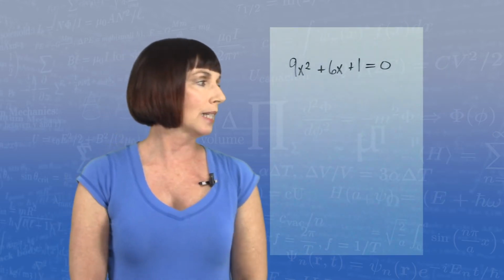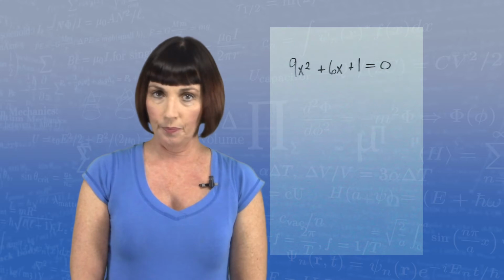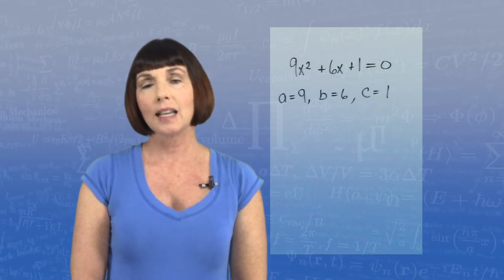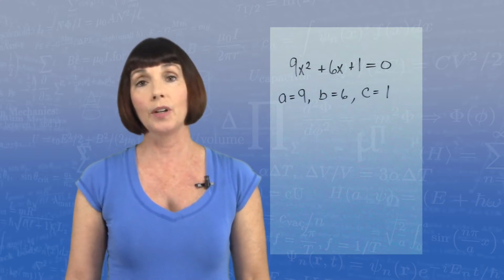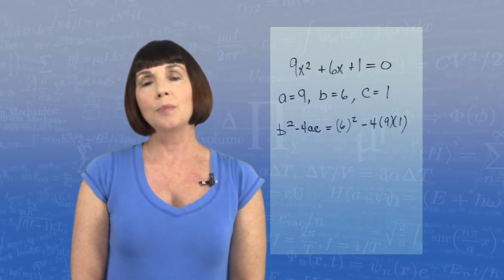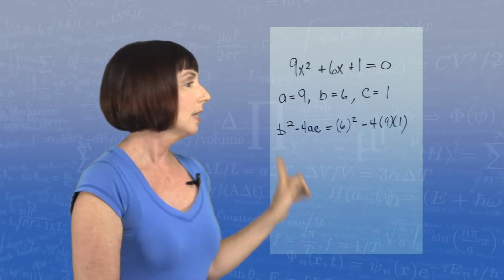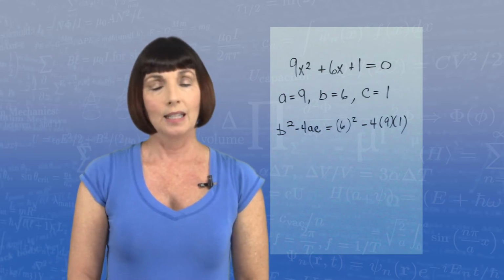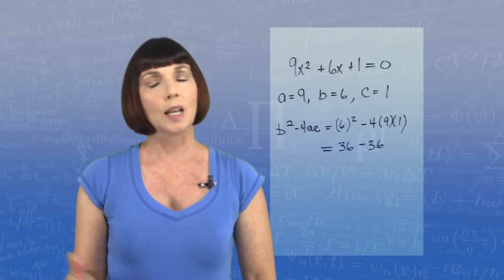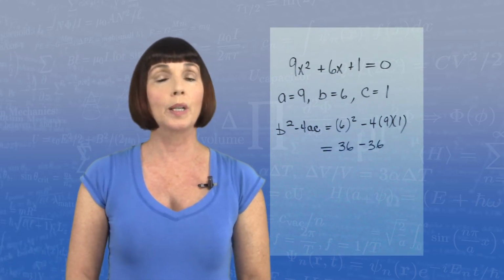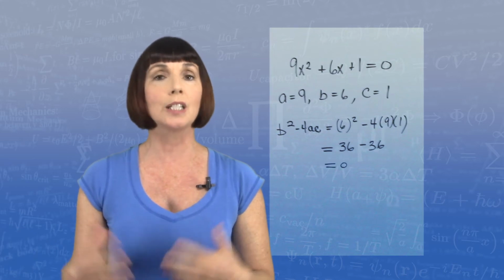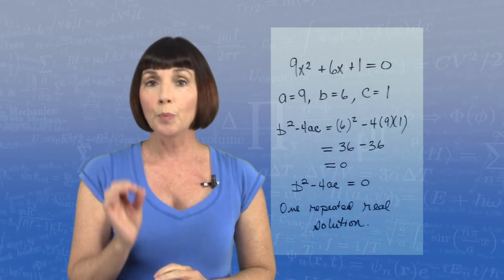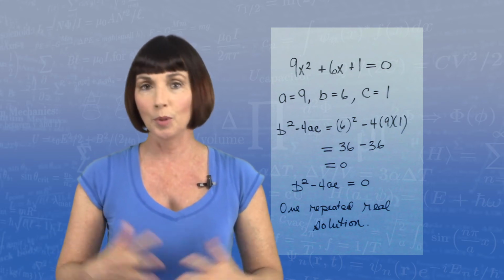9x squared plus 6x plus 1 equals 0. In this case, a is 9, b is 6, and c is 1. So let's figure out the discriminant. B squared minus 4ac is equal to 6 squared minus 4 times 9 times 1. 6 squared is 36. 4 times 9 times 1 is 36, so we get 36 minus 36, which is 0. So in this case, we'll get one repeated real solution, or a double root.